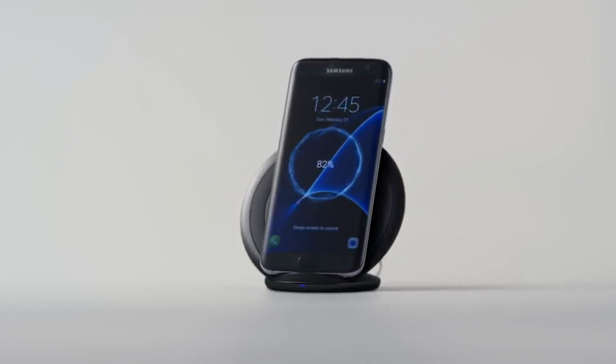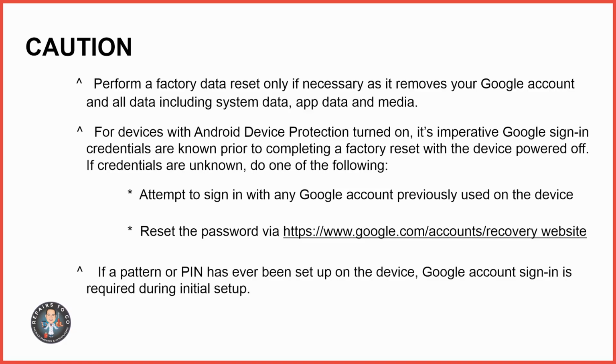A few precautions before you begin. Perform a factory data reset only if necessary, as it removes your Google account and all data including system data, app data and media. For devices with Android device protection turned on, it's imperative Google sign-in credentials are known prior to completing a factory reset with the device powered off.